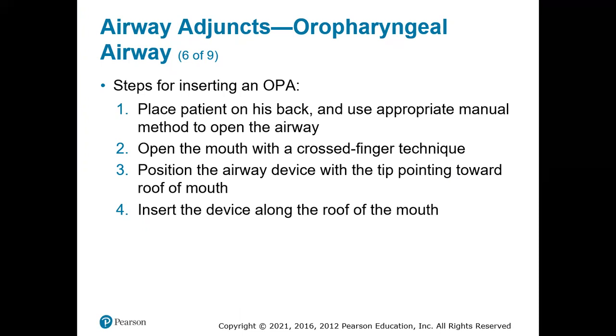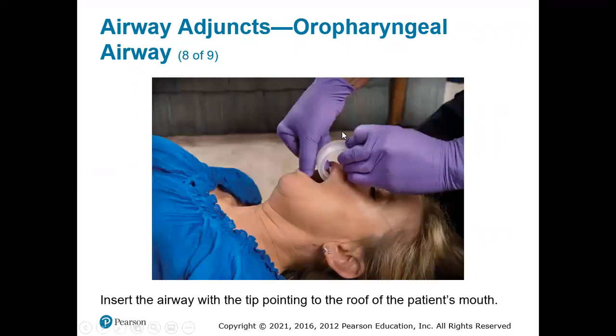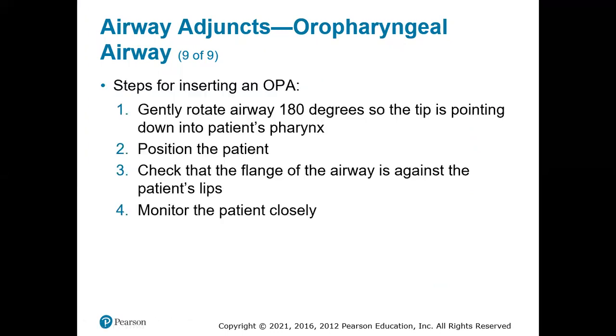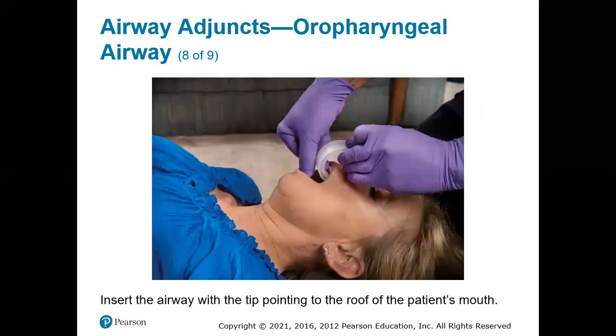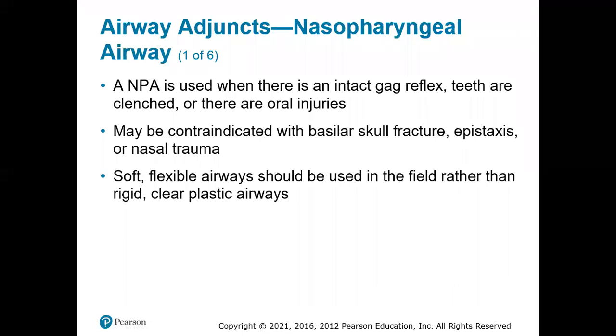I know it doesn't seem like we want it to sit there, and it won't sit there. But to start it, we don't want to push that tongue into the pharynx. So we're going to start it with the curve up. There they are doing that cross fingers technique. And they're going to put the curve up toward the roof of the mouth. And then we're going to rotate it 180 degrees so the tip is down. And that flange, that little tip of the top there of that airway, is against the teeth.